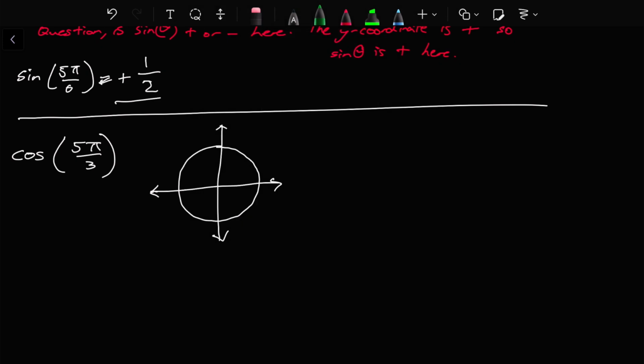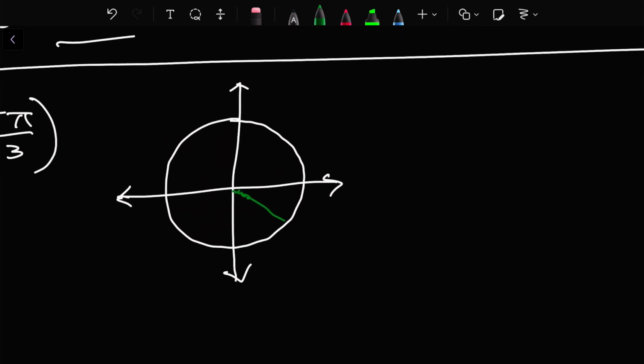5 pi on 3 is 5 lots of pi on 3. We know that 3 lots of pi on 3 is a half rotation. So we're going to add 2 more, which means we're going to be sort of over here. Okay, I'll zoom in a bit. We know that the whole angle is that, and we want to work out, we know that's a right angle. We want to work out what this small angle is, right?